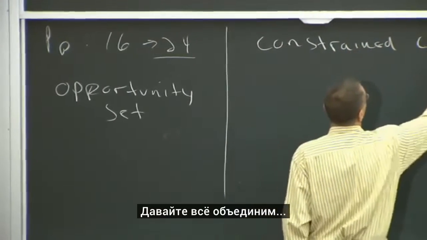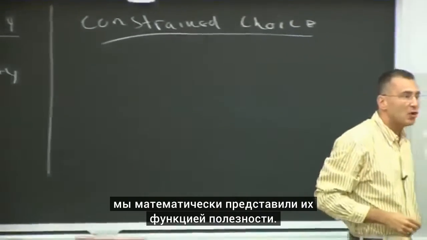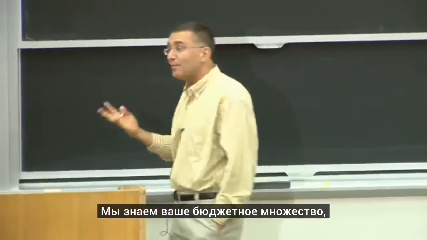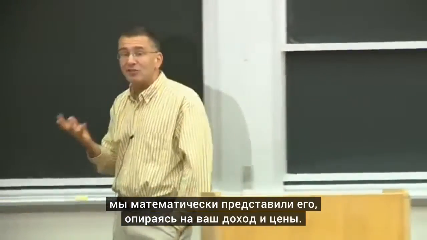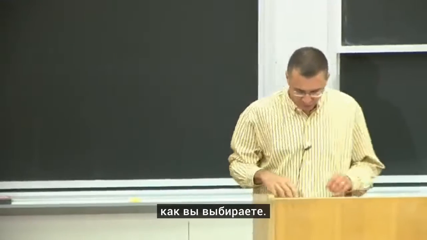Now let's put together, we know what your preferences are. We've mathematically represented those by a utility function. We know what your budget set is. We've mathematically represented that based on your income and prices. Now let's put them together and talk about how you make choices.